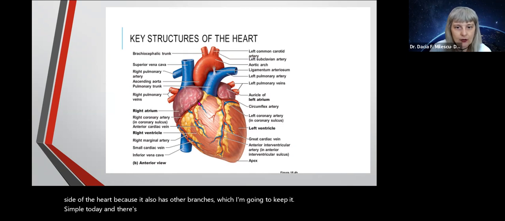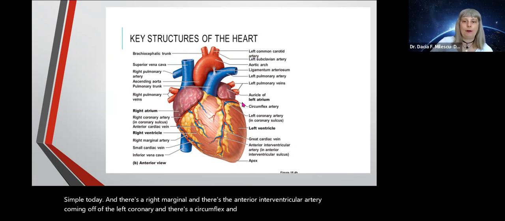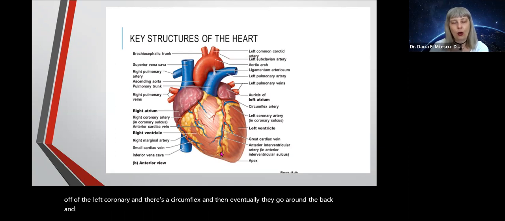There's a right marginal, and there's the anterior interventricular artery coming off of the left coronary, and there's a circumflex, and then eventually they go around the back. And so the whole heart is getting fed oxygenated blood.